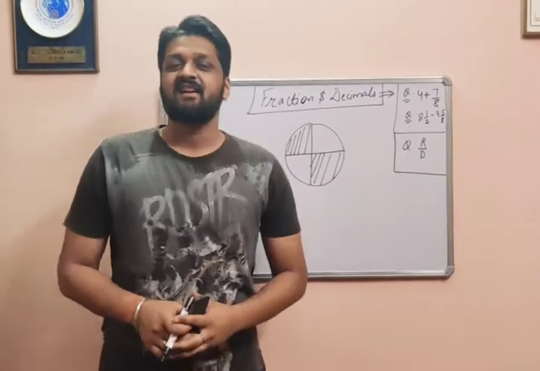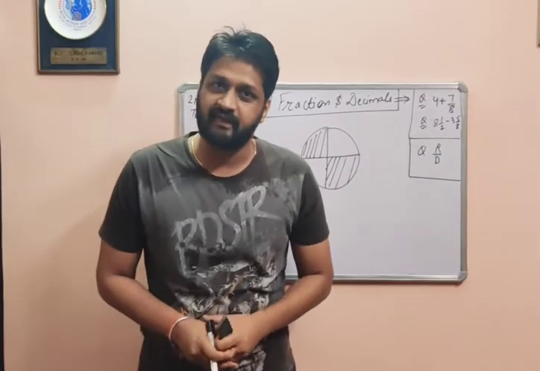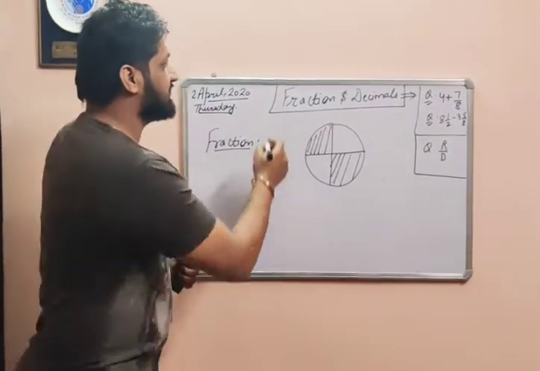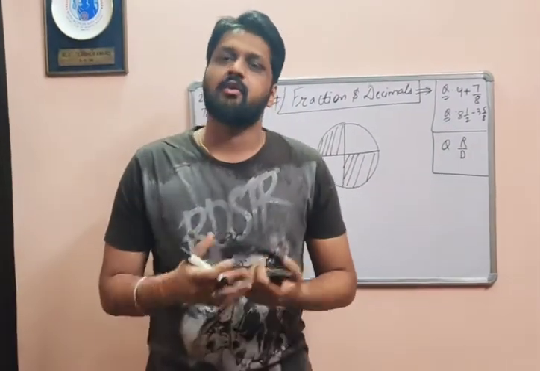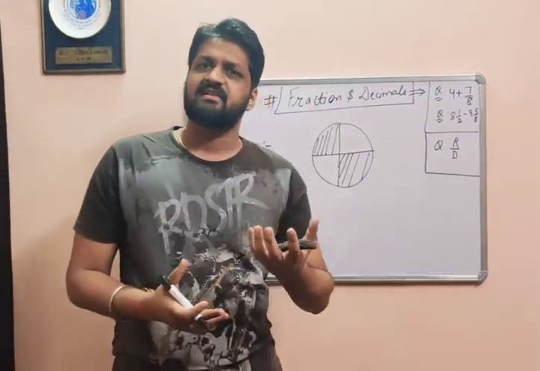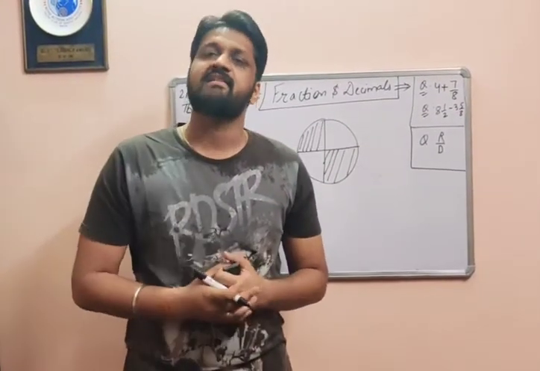Good morning, students. So after the integers, our next chapter is fraction and decimal, that is chapter 2 of the NCERT book. So we have already studied the basic part of the fractions in the previous class. Now what is fraction? Just recall it. So basically the fraction is a part of a whole. A part of any whole thing is termed as the fraction.